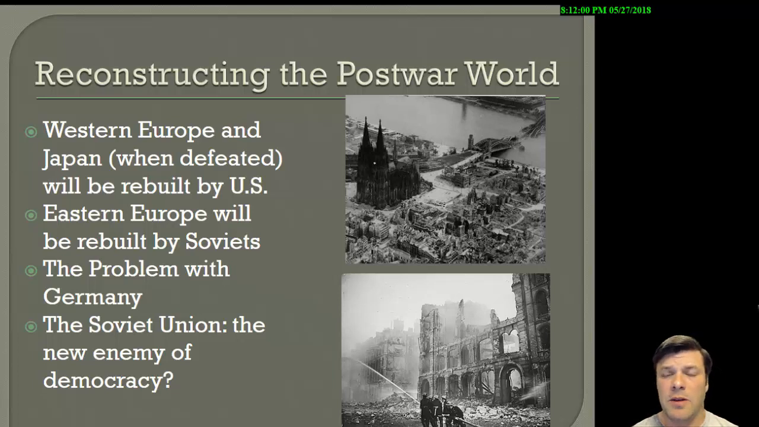One final example, if you'll indulge me. The big problem when it comes to what Germany is going to look like is that not only had every country fought against Germany, every country had fought against Germany on German soil. And so what happens to Germany in the aftermath of the war is it gets divided into four quarters.